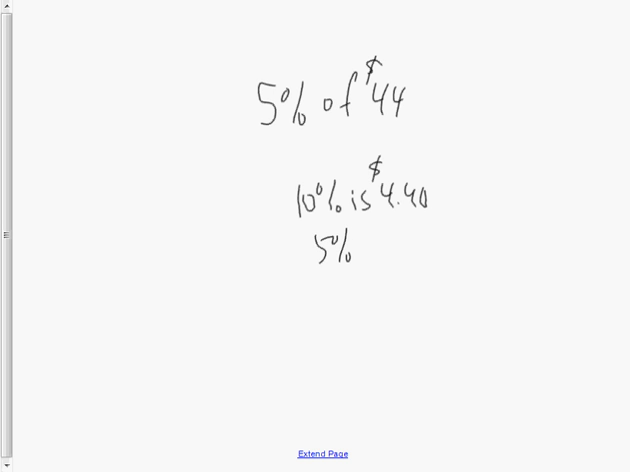In the second one, we have 5% of $44. So for 5%, we need to find 10% first. So 10% would be $4.40 because I moved my decimal one place over. And 5% would be half of that, which means 5% is $2.20.